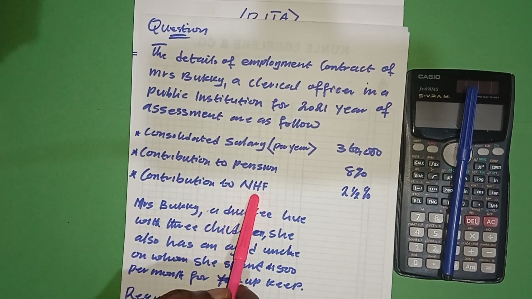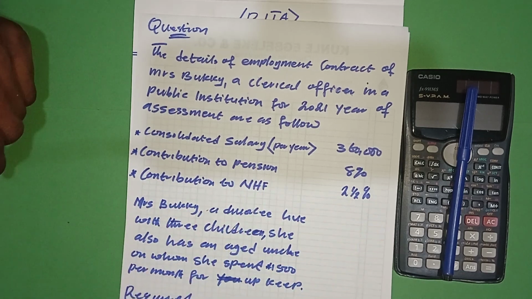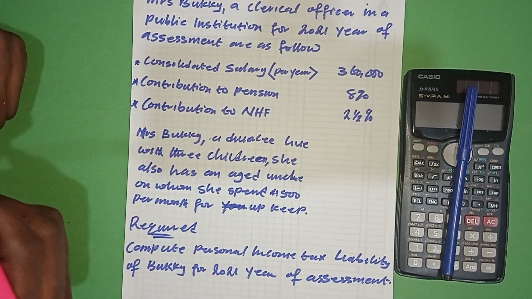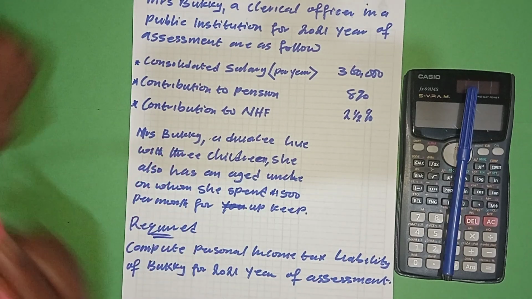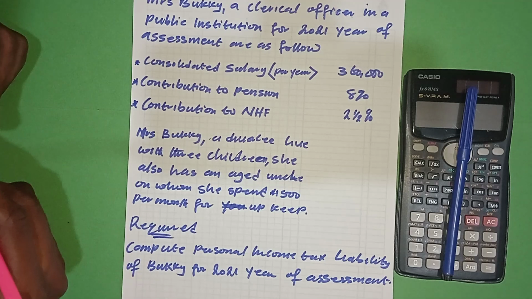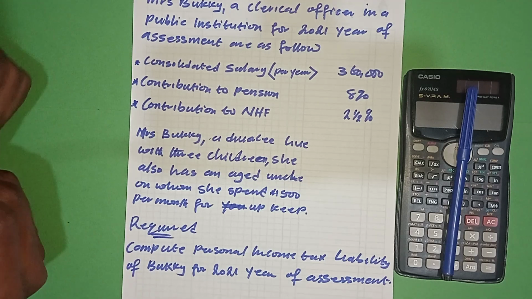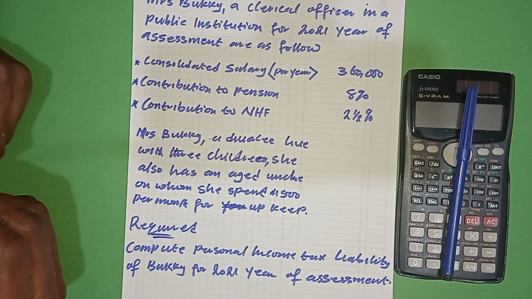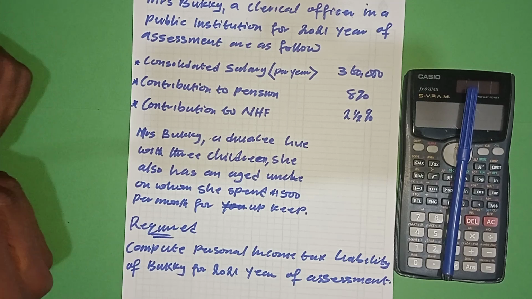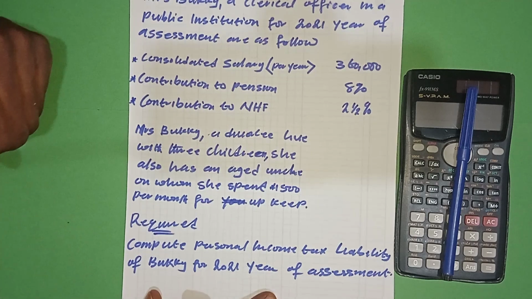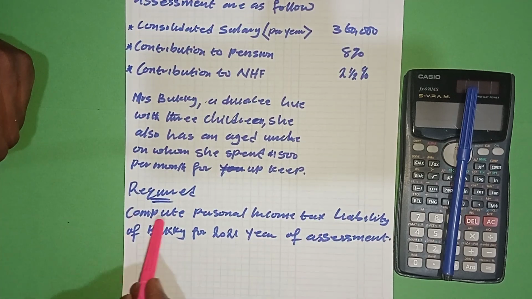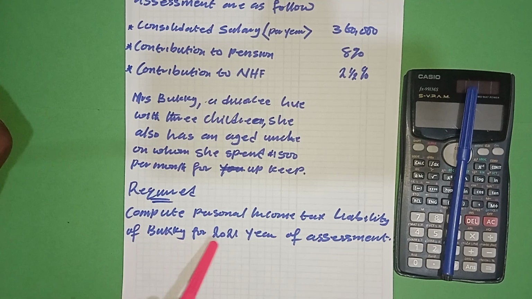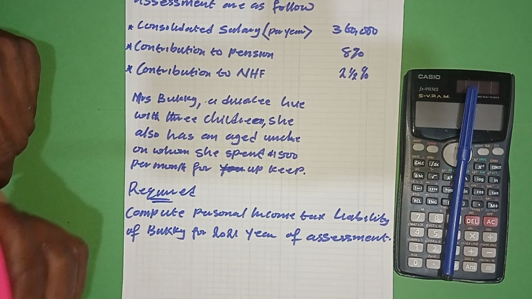Contribution to NHIF is 2.5%. Ms. Becky, a divorcee, lives with 3 children. She also has an aged uncle on whom she spends 1.5 per month for his upkeep. Now, they went ahead and said, compute the personal income tax liability of Becky for the 2021 year of assessment.